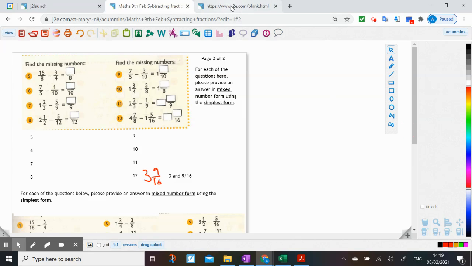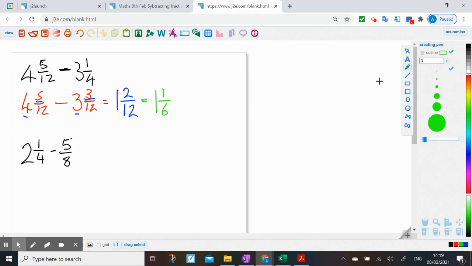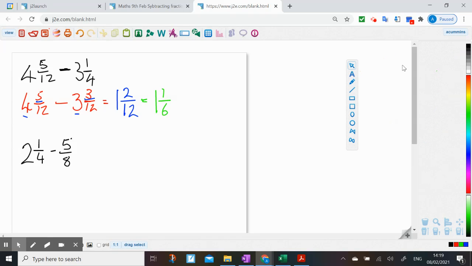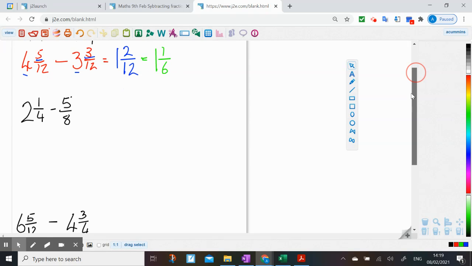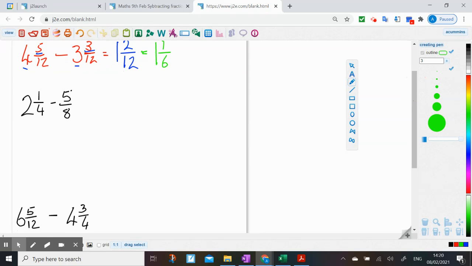Now we're going to move on to something different. So let's come back to my example page. What we need to be on the lookout for, unfortunately, is that it isn't always as easy as that. And I'm going to show you what I mean.